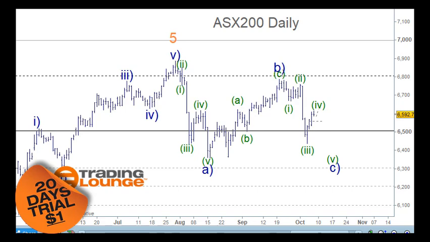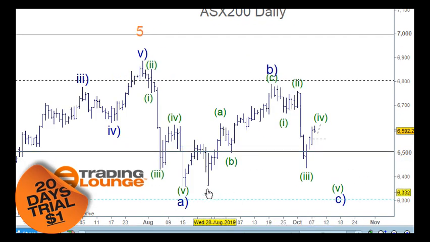With the ASX200 here, we had been looking at this as down for the A wave, a B wave up here, and looking for 5 waves down here for a C wave. One of the problems with this so far is that the wave 4 that we're looking at here has moved past its 38.2% retracement level, which is that highlighted horizontal line there.